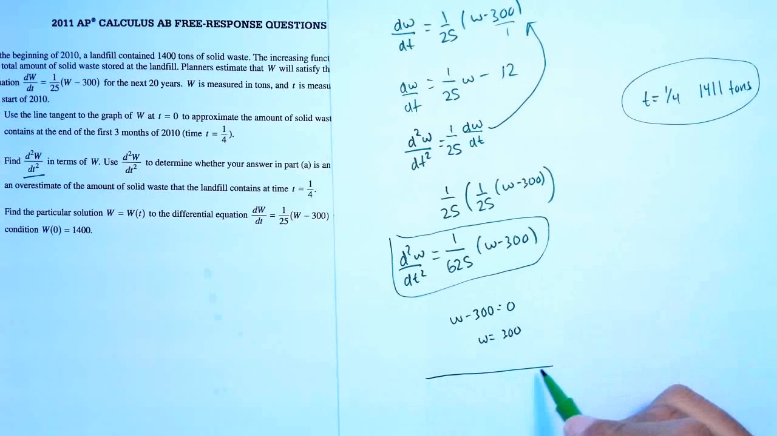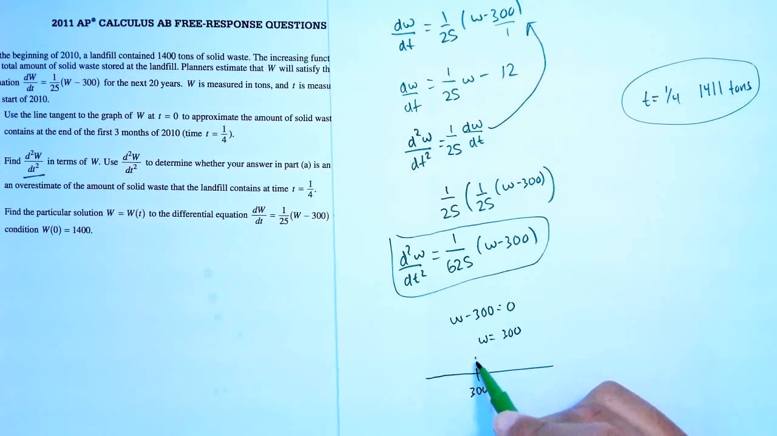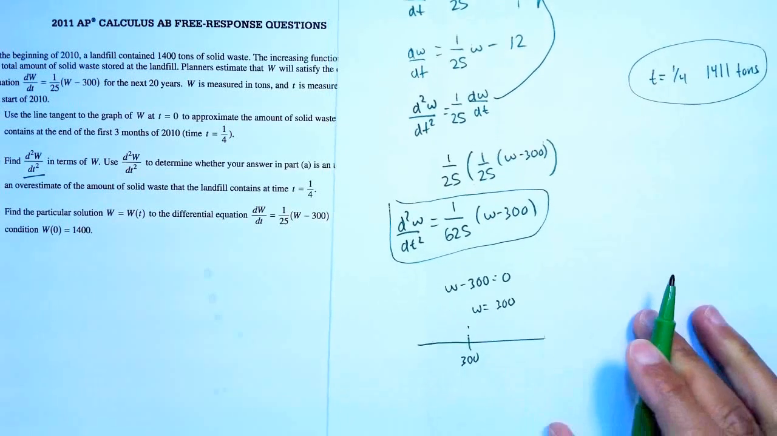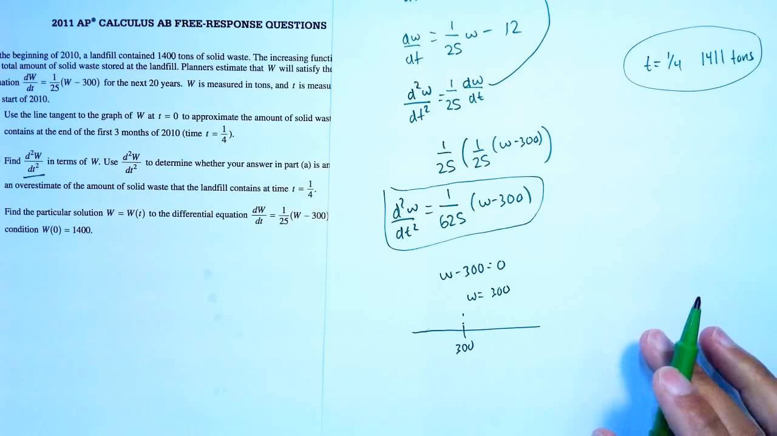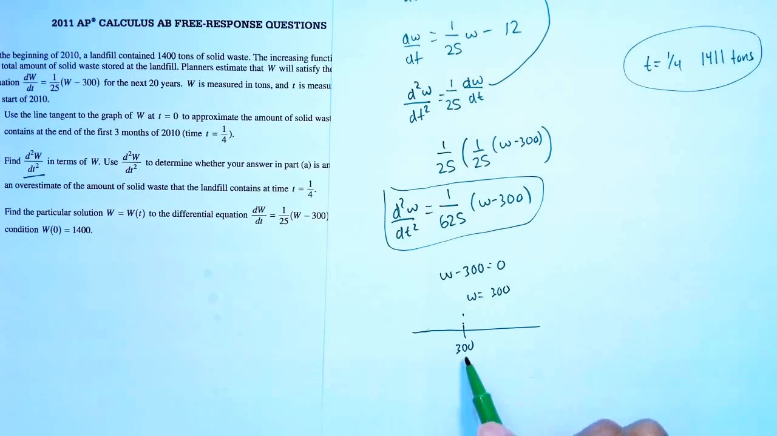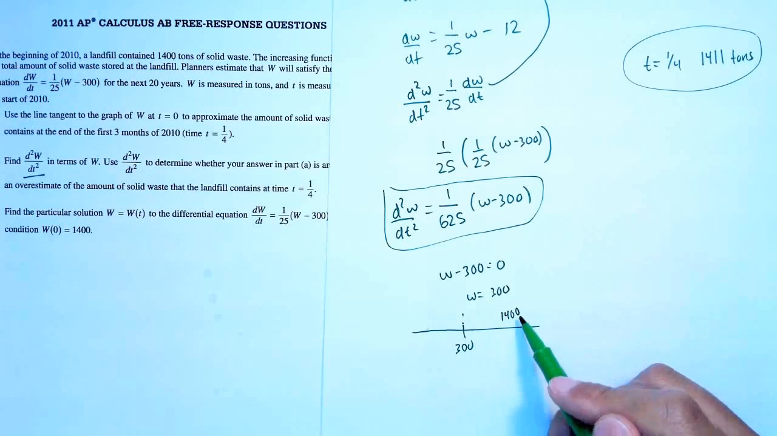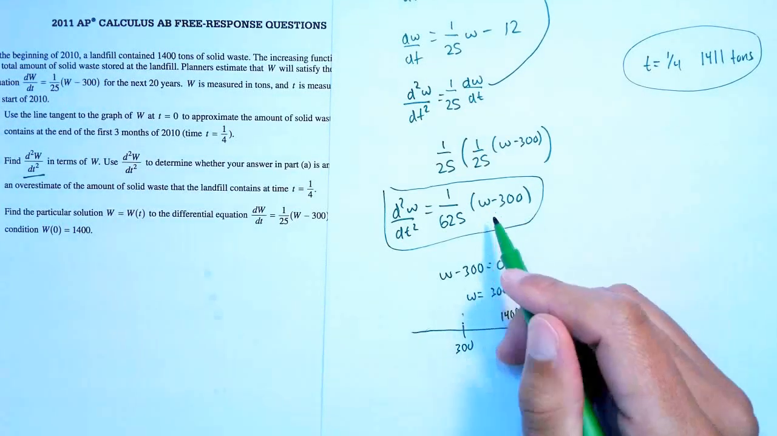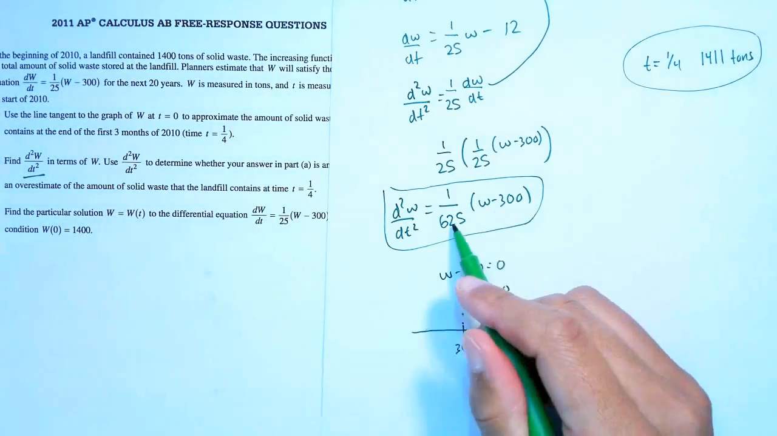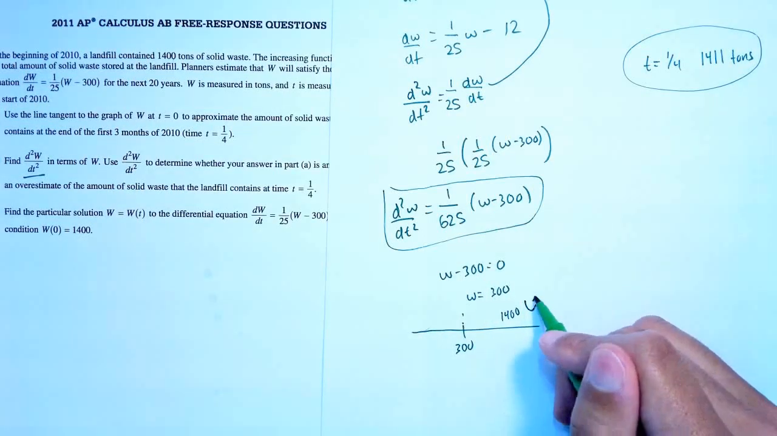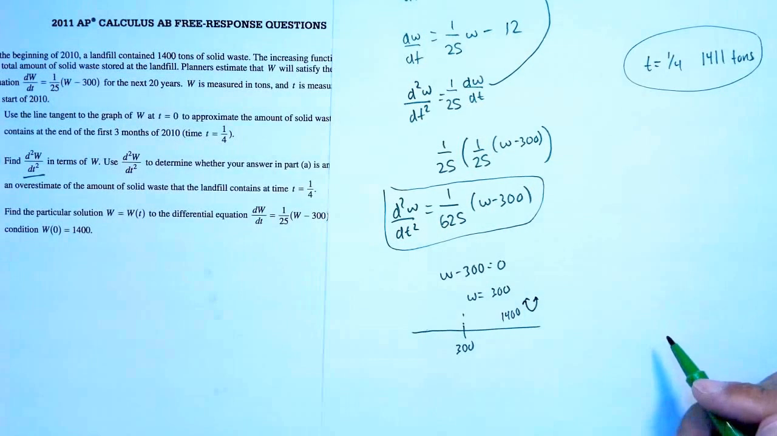Okay, so then I would put numbers on the number line, 300, and then I'll test values left and right. Now, there's a reason why I don't have to test values. What was my starting point in tons? Remember, this is with respect to tons. My starting point was 1400, which is all the way over here. If I plug 1400 into here, you get 1400 minus 300 times that, which is still positive. So that means it's concave up, so your graph for the entire function is going to be concave up.